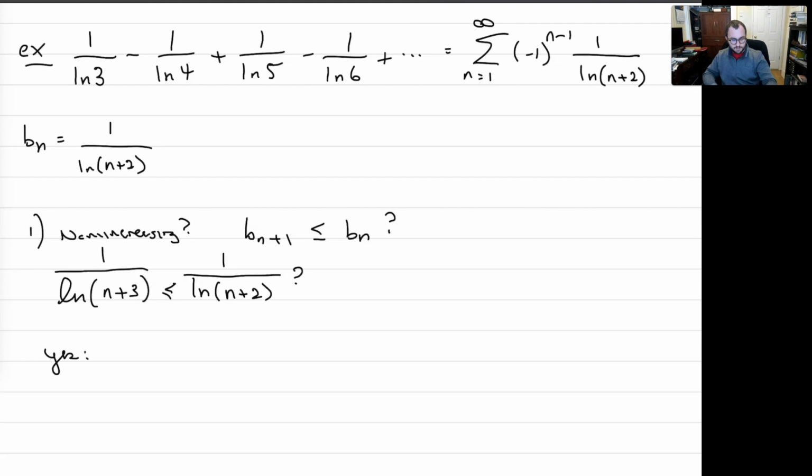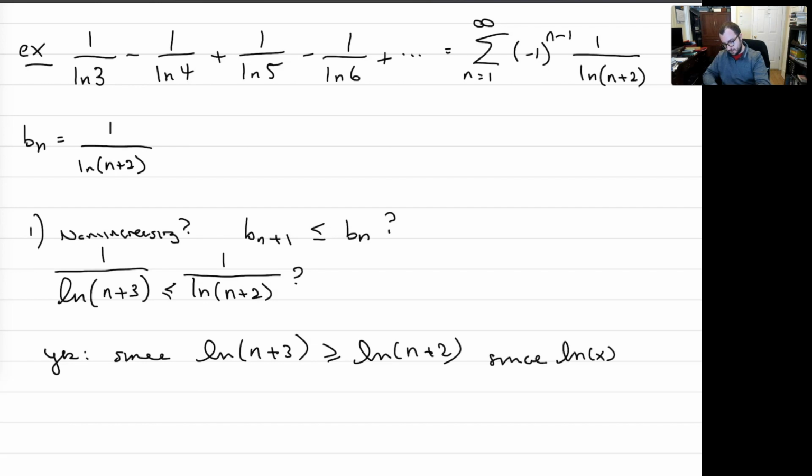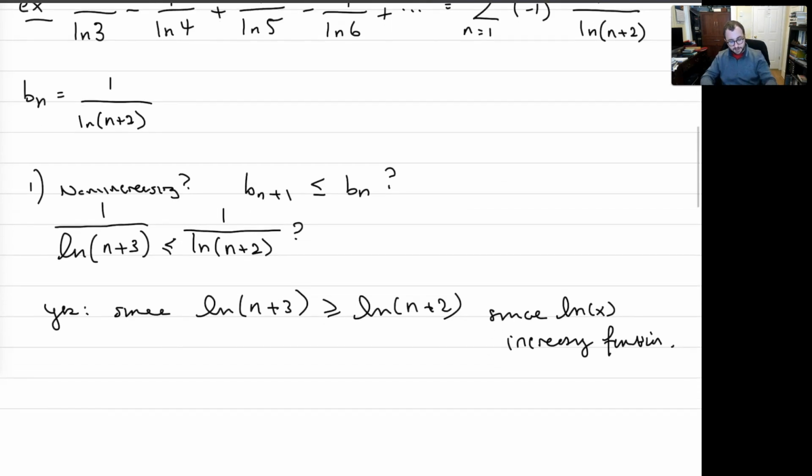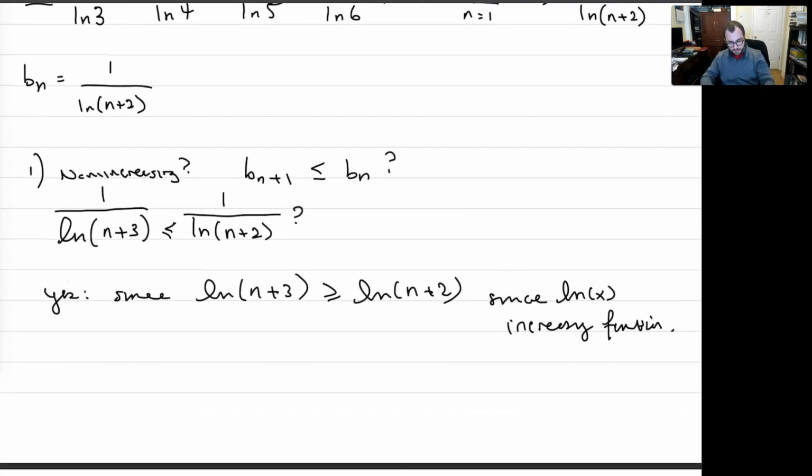1 over ln of n plus 2? And that's yes, since ln of n plus 3 is bigger than or equal to ln of n plus 2, because ln is an increasing function. So ln of n plus 3 is bigger than ln of n plus 2, which means the fraction 1 over ln of n plus 3 is less than or equal to the fraction 1 over ln of n plus 2. Excellent. And do the terms go to 0?